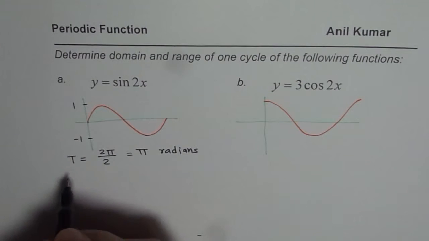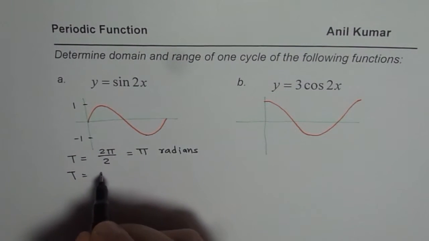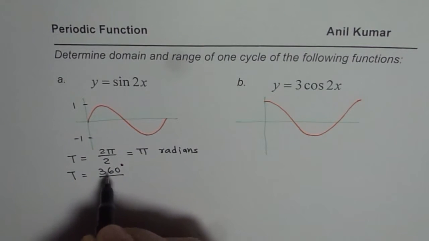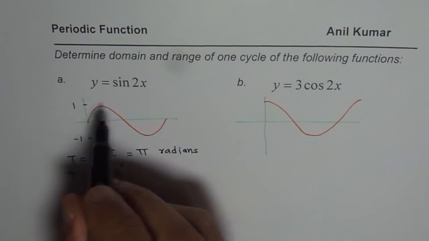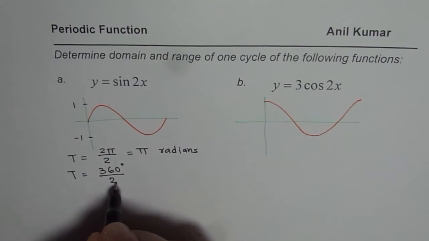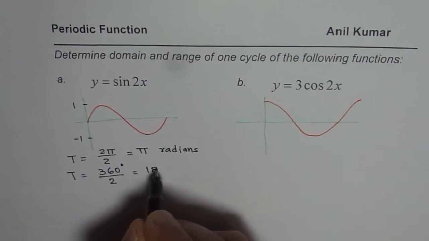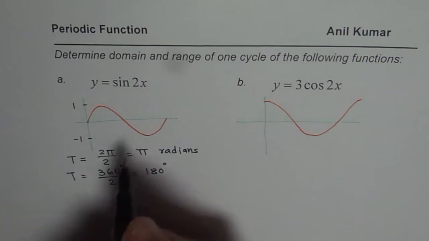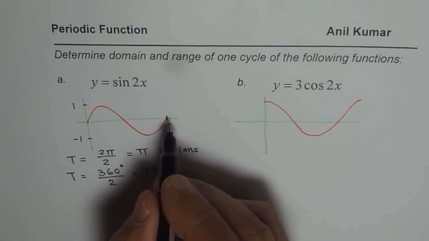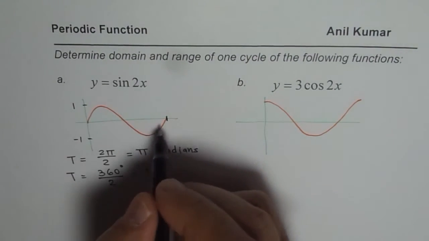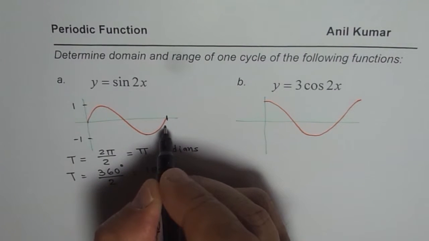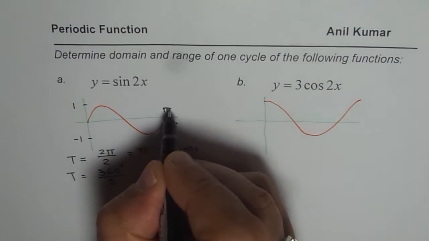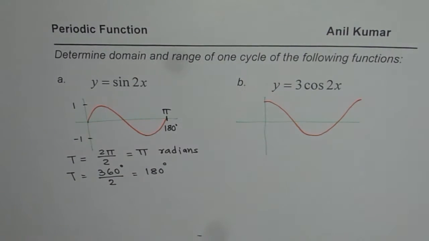Now you could also find time period in degrees. So those of you who have not started with radians could write in degrees also. In degrees, one cycle is 360 degrees divided by 2 will give us 180 degrees. Now, as you can see very clearly, this point here at the end of the cycle is either at 180 degrees if you are writing in degrees, or you could write pi in radians, correct?